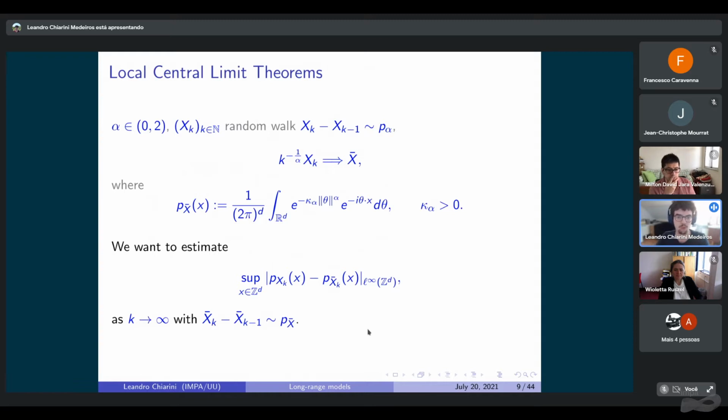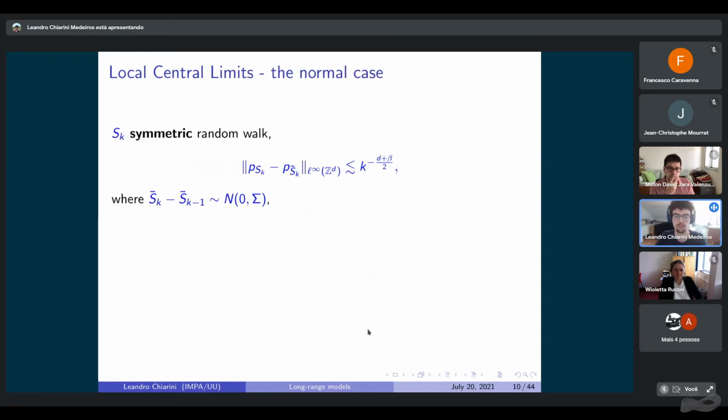So first, I'm going to compare such results to the normal case. So suppose that's your random walk. I'm going to assume symmetry here, just for convenience, but it's not mandatory at all. So suppose that you have a random walk which is symmetric, and you can then do a similar kind of result comparing to the stable distribution, for a symmetric random walk having at least two finite moments. The stable distribution associated to it is going to be some normal distribution with a given covariance matrix.